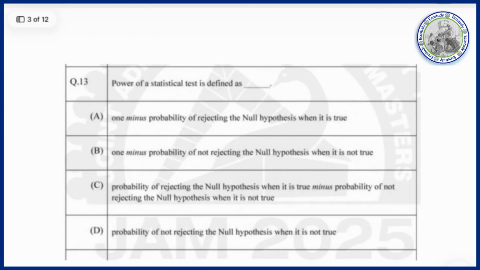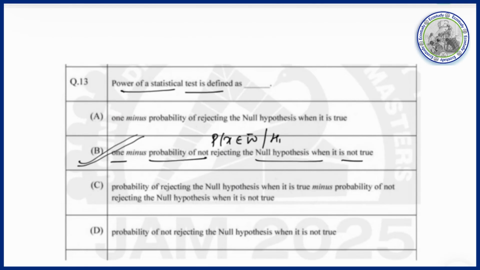Now, power of the test. Power of the statistical test is simple. I have shown in the first question: 1 minus the probability of not rejecting the null hypothesis when it is not true. So this is the power of the test, because it is the probability that x belongs to the critical region given H1, that is 1 minus beta. It is the power of the test. So the correct answer is B.